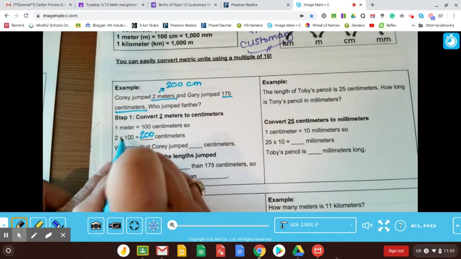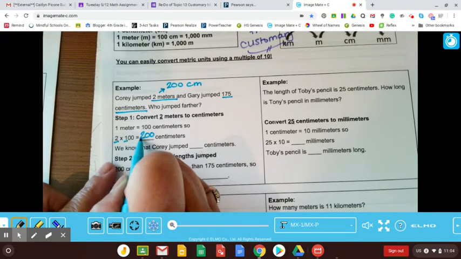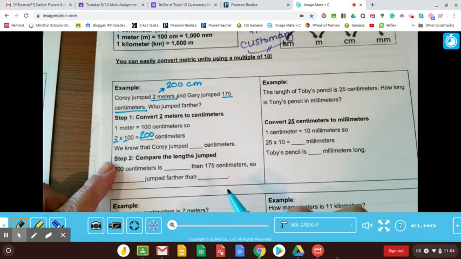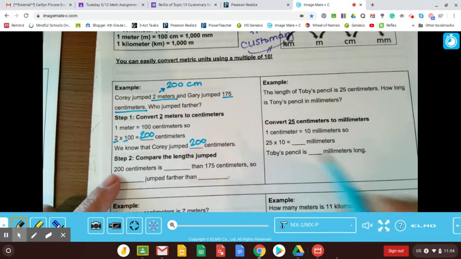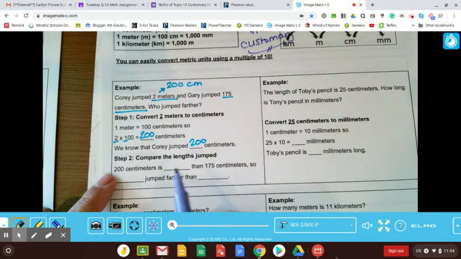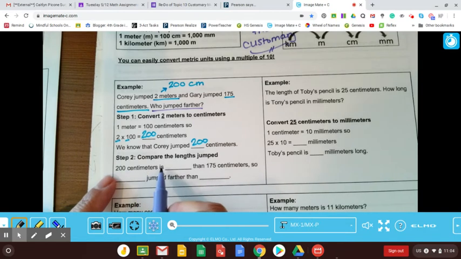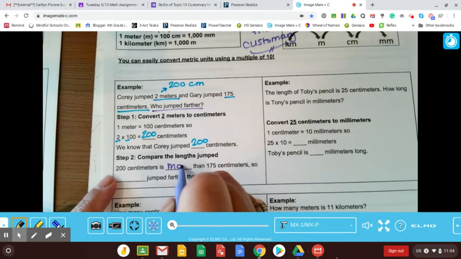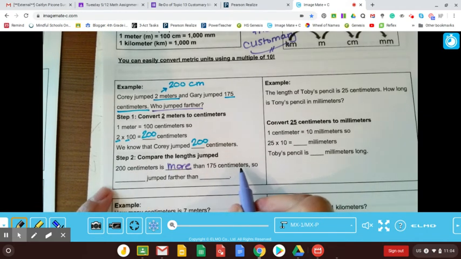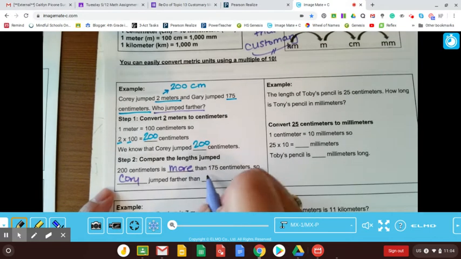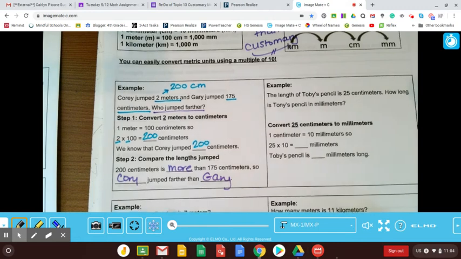We can easily multiply and get 200 because our basic fact, 2 times 1 is 2, and then we add on our 2 zeros. So we know that Corey jumped 200 centimeters. Our second step is to compare these lengths because the question was who jumped farther. So 200 centimeters is more than 175 centimeters. Now we can compare them because they're in the same unit. So Corey jumped farther than Gary. And there it is.